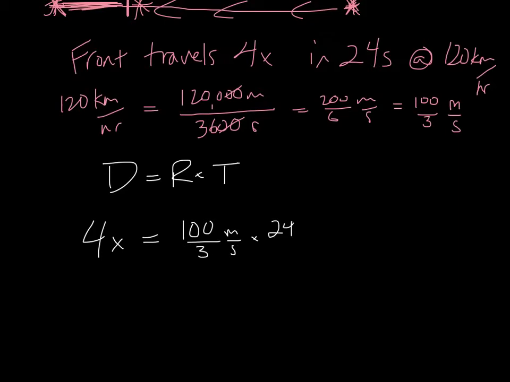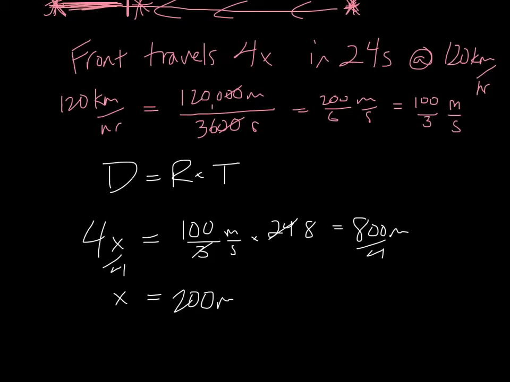Okay. So the 3 and the 24 make 8. Right? And then that becomes 800. 800 meters is 4x, so x is, divide both by 4, x is 200 meters. Okay, that's how long a bullet train is.